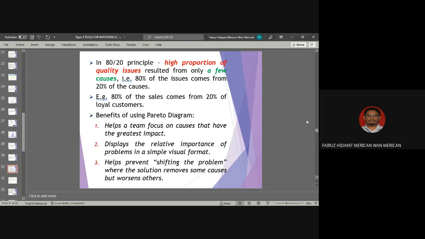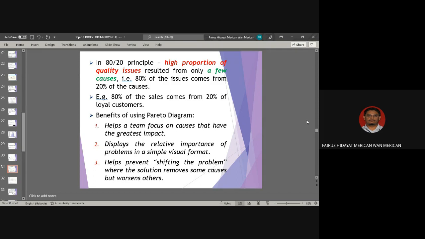So the example given there, like for example, 80% of the sales, 80% of any issue that relates to the sale of a product comes from 20% of loyal customers. So if the sales of the 80% are declining, then that is due to the loyal customers not buying your products. And that is where the company will need to figure out how to resolve that issue so that those loyal customers will buy your products and that will maintain your 80% sales. All right, so that's how they will analyze using the Pareto diagram.